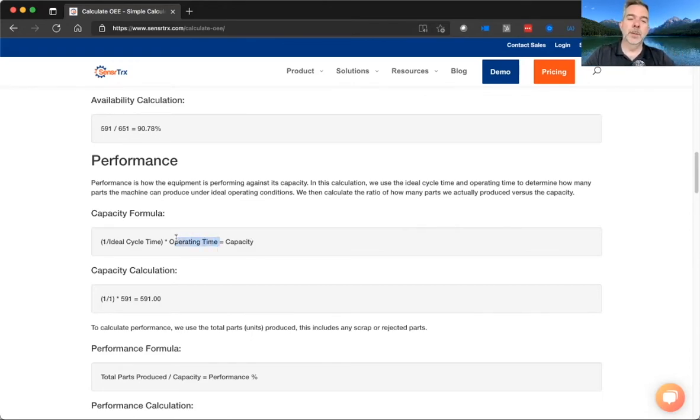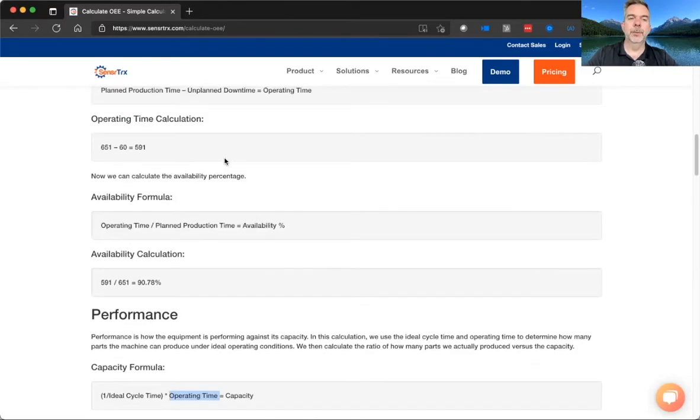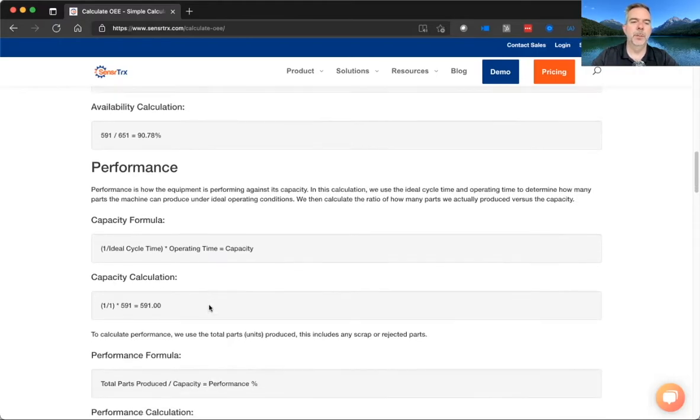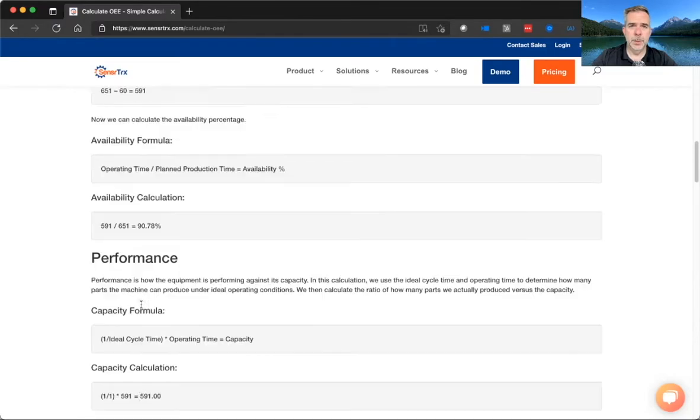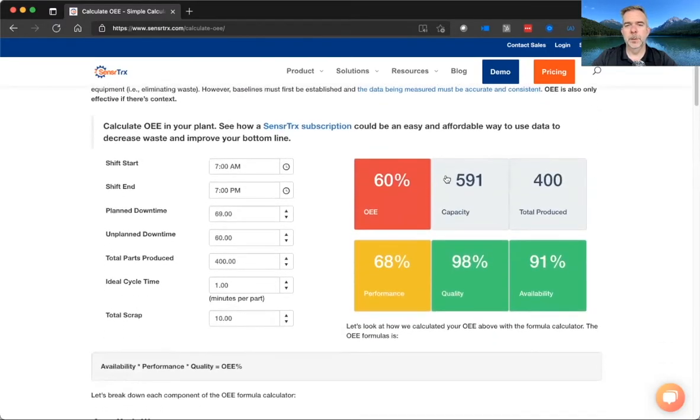So this is operating time. This is the result from this calculation up above, which is why planned downtime and regular downtime and those kinds of things can adjust your performance numbers, because the output of that calculation is an input of this one. So in this case, it's very simple. It's 1 divided by 1, because the ideal cycle time is 1 part per minute, or 1 minute per part, either way. Okay, so we should be able to produce 591 parts in the time that we have, which is 591 minutes. Okay.